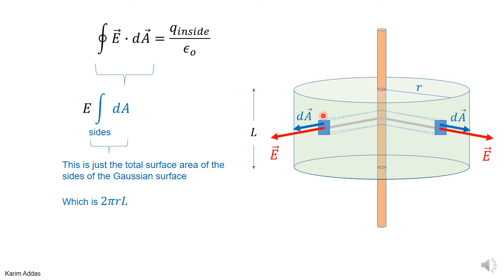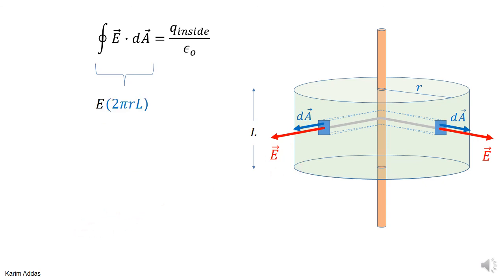Of course, if you think about this side surface, you can cut it at some point and then unroll it out into a big rectangle. The length of the rectangle will be the circumference of the circle, 2 pi r, and the height of the rectangle will be L. So that means the area, the side area, is 2 pi rL. So we substitute the side area and you get the final expression. For the left-hand side of Gauss's law, you get E times 2 pi rL.